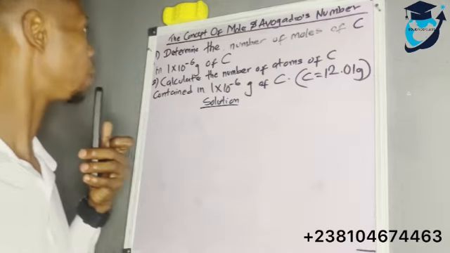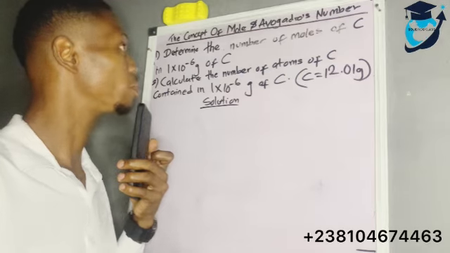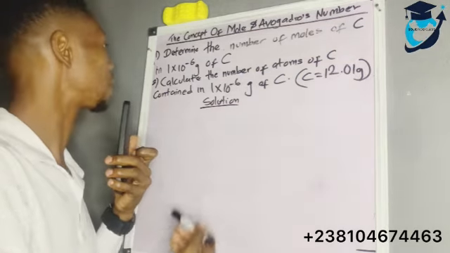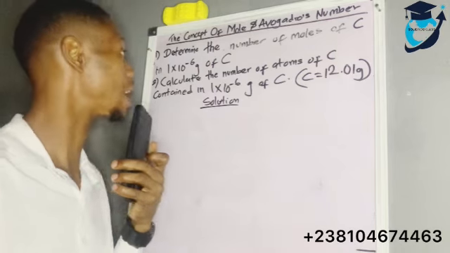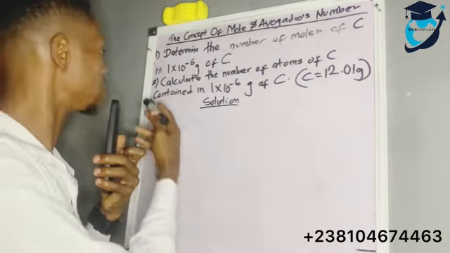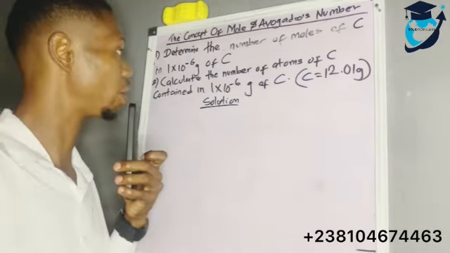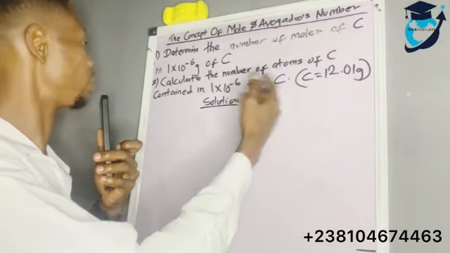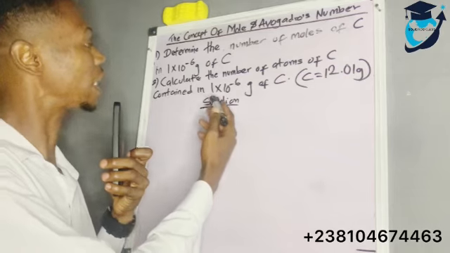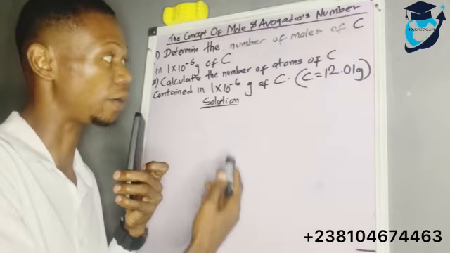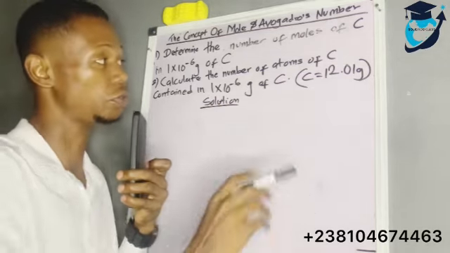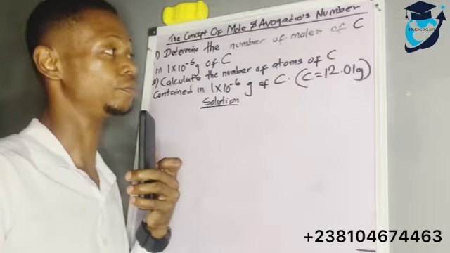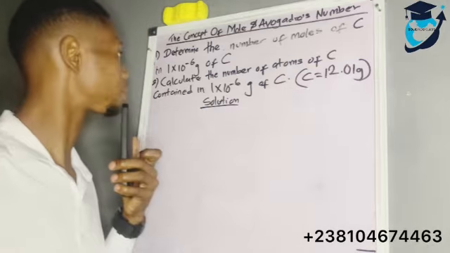Alright, so determine the number of mole of carbon in 1 times 10 raised to minus 6 gram of carbon. Alright, the second question now, calculate the number of atoms of carbon contained in 1 times 10 raised to minus 6 gram of that same carbon. Taking note that the mass number of carbon is 12.01 gram. Alright, let's start.